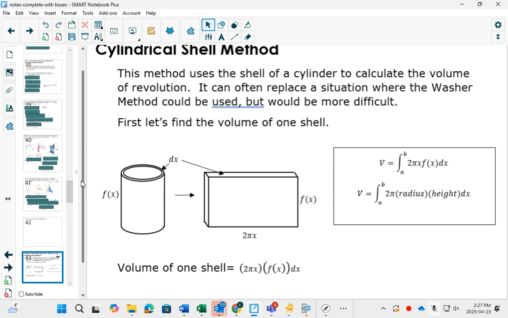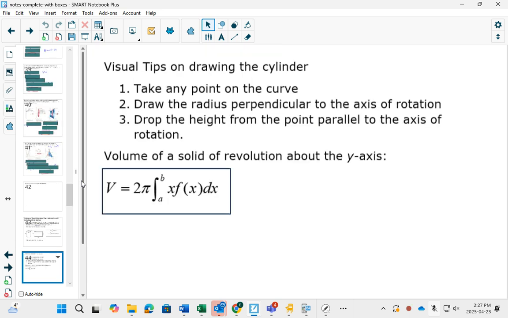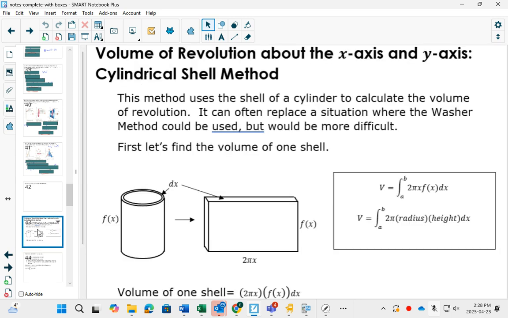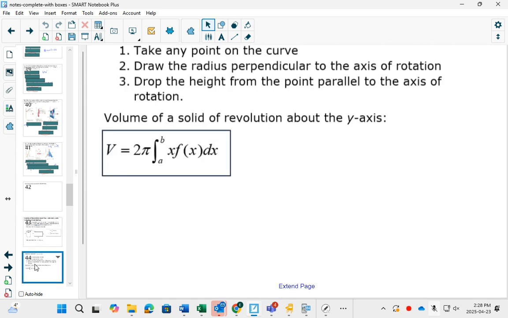Then if I want to add up a bunch of cylinders to get the volume of a shape, it's just going to be the formula for the volume of the cylinder, which is 2 pi x times f of x times its thickness, adding up all of those along the way. So the volume of one shell is given there, and then the volume of the whole shape would be all of them added up.